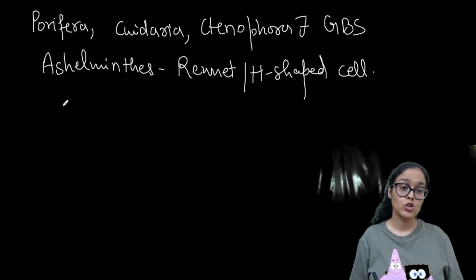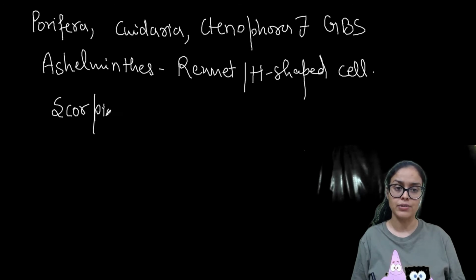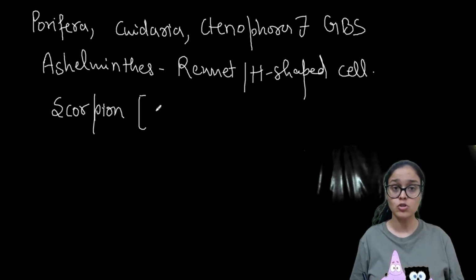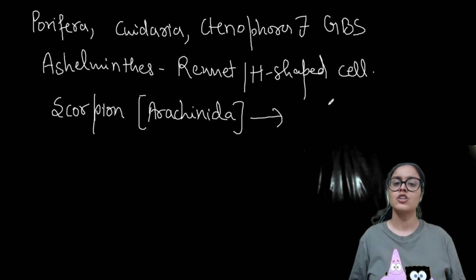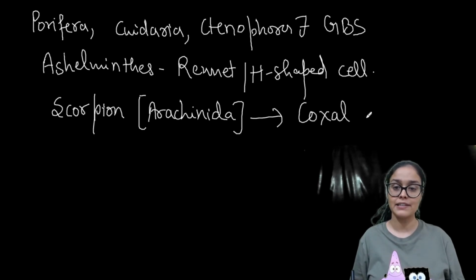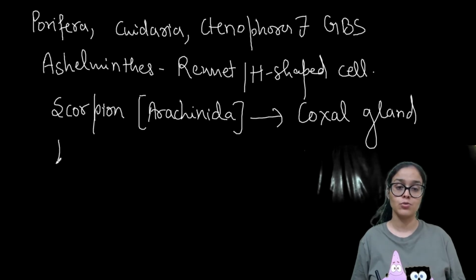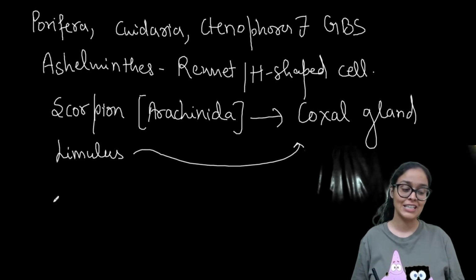When we talk about the scorpion group, it is from the Arthropoda group. Their class is Arachnida, the Arachnida class of scorpions and spiders. So they have the coxal gland for excretion, right? Even Limulus of the Arthropoda group, the king crab, also has the coxal gland for excretion.